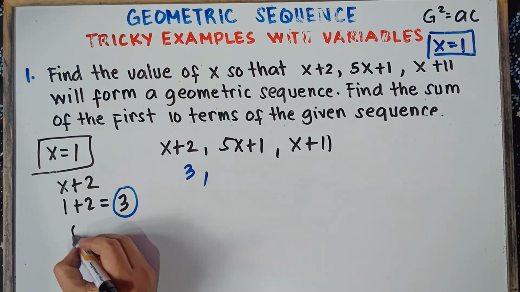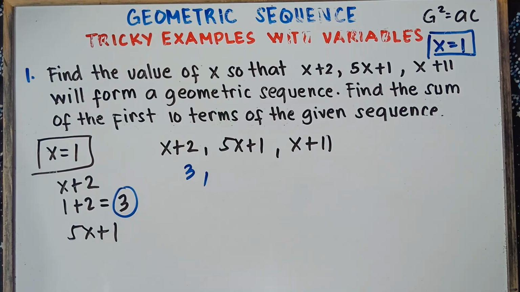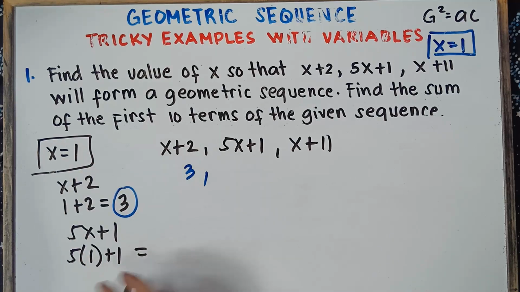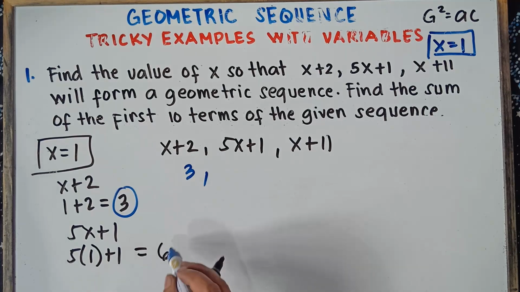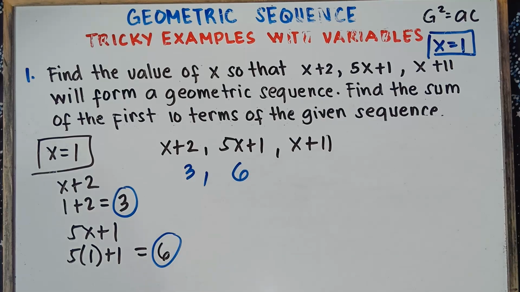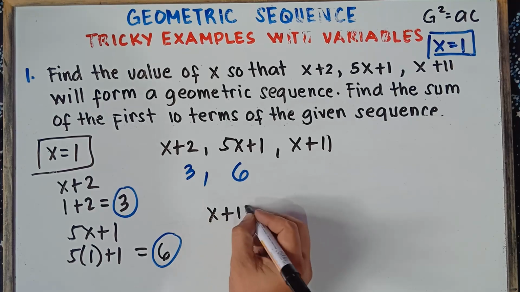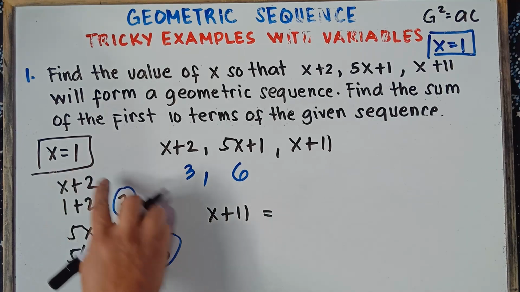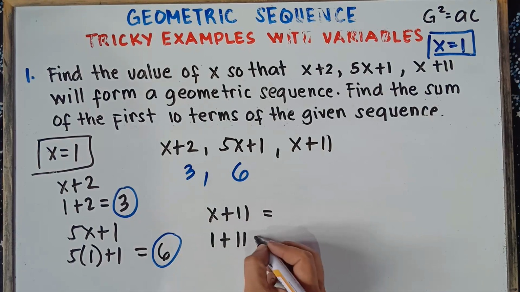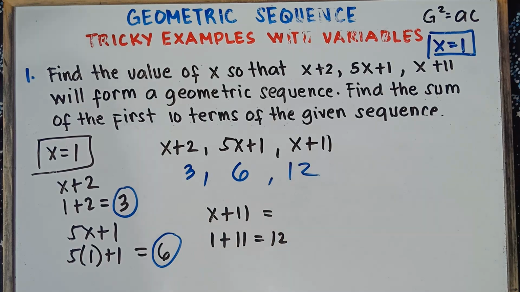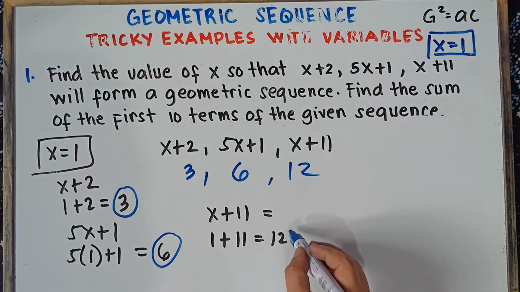And then this one, 5x plus 1. So this will be 5 times 1 plus 1. 5 times 1 is 5, plus 1, that would be equal to 6. So our second term will be 6. And then our third term, x plus 11. Our x is 1, so 1 plus 11, therefore this is 12. That's it, class. This will be our terms. So we have 3, 6, and then 12.